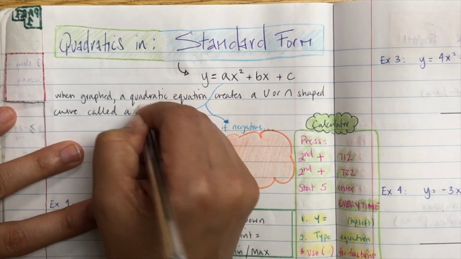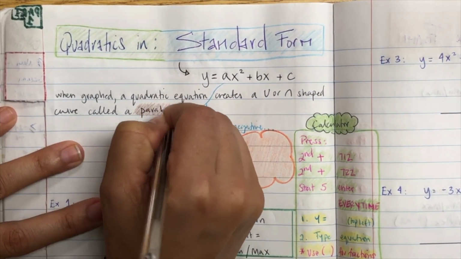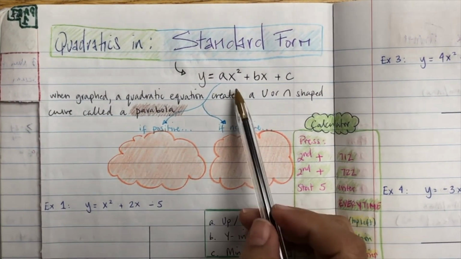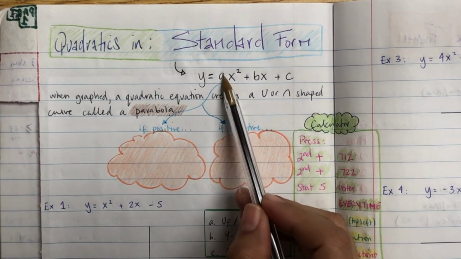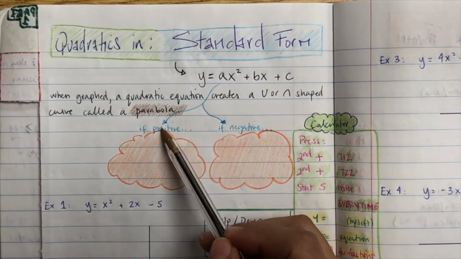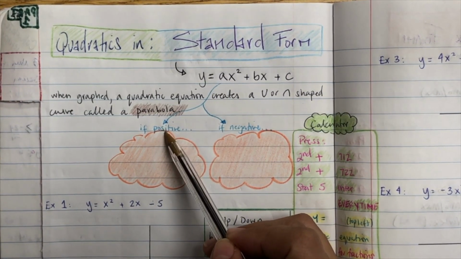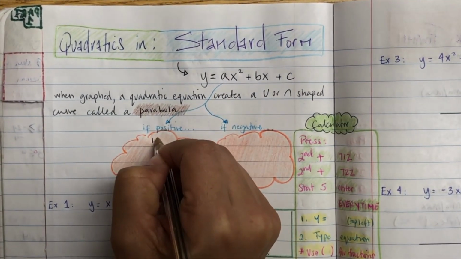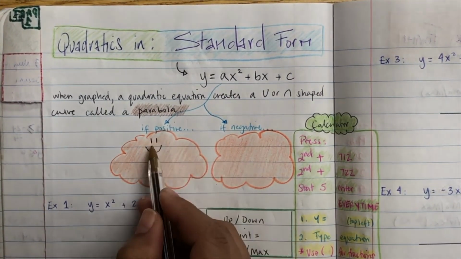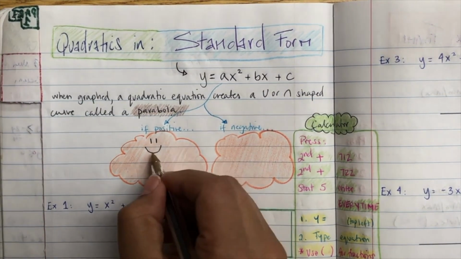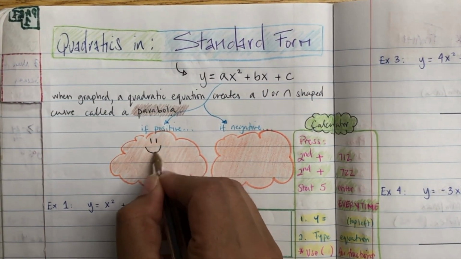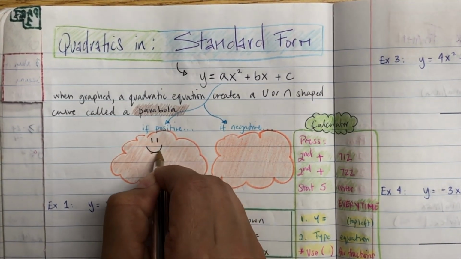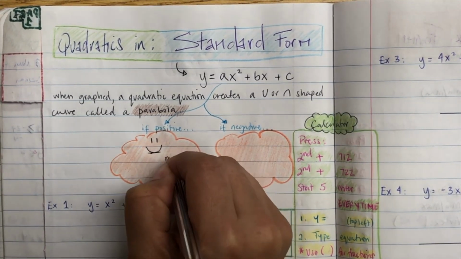This is a listening check. Underline the word parabola. A couple of key features that you need to know. Number one is this A right here. If A is positive, then I want you to think of a happy face, because positive people are happy. And what kind of shape is that smile? The shape is a U. And what that's going to give me is a minimum.